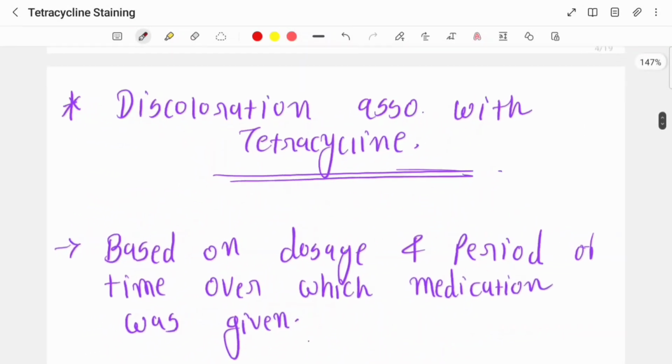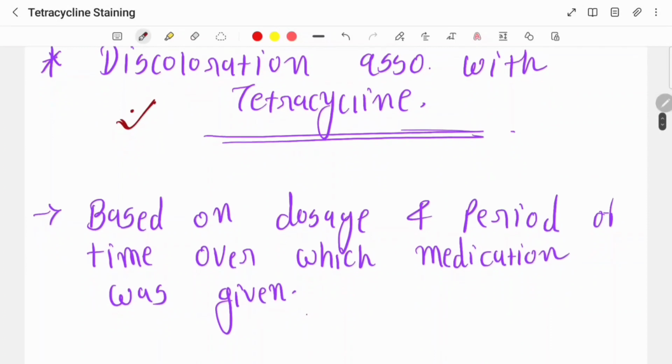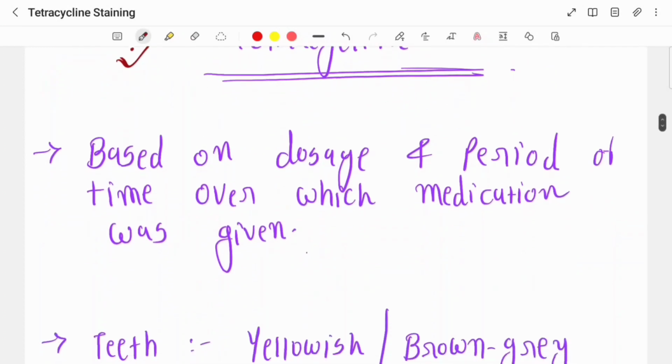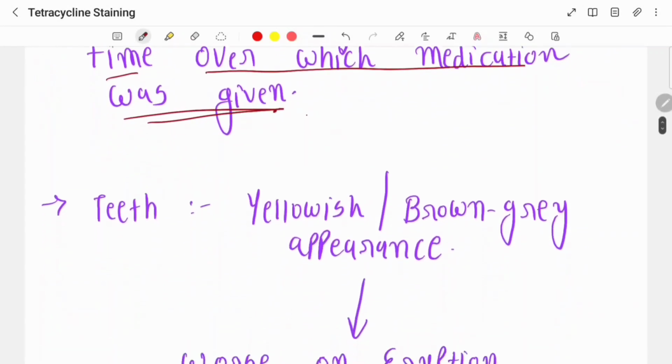Now, next is discoloration associated with tetracycline. It means how much discoloration can occur because of tetracycline. So, it is totally based on dosage and the period of time over which the medication was given.